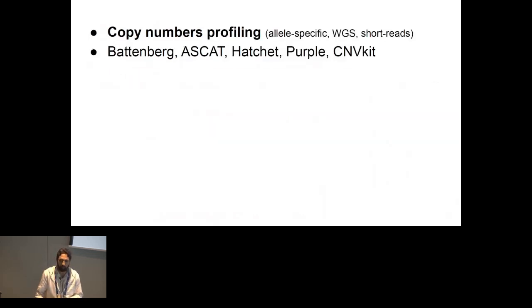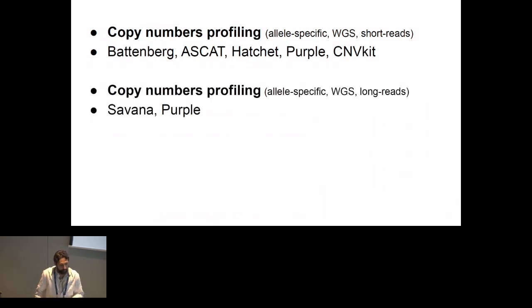Previously, for short reads, a couple of methods have been developed for whole genome sequencing datasets, which are Battenberg, ASCAT, Hatchet, Purple, and CNVKit, and there is a list of methods which have been developed and used for short reads. For long reads, Savannah is one specifically for whole genome sequencing data, and Purple could be used for long reads as well.